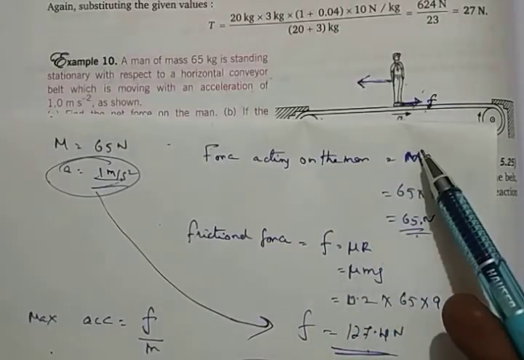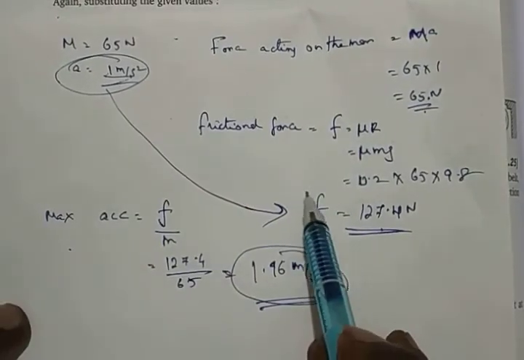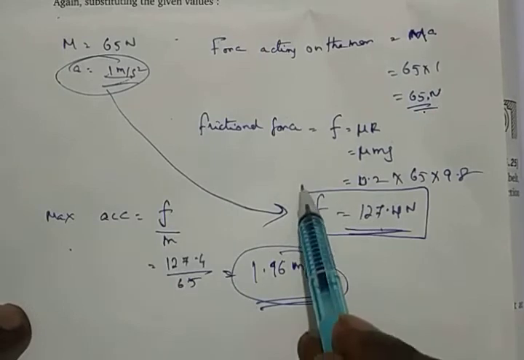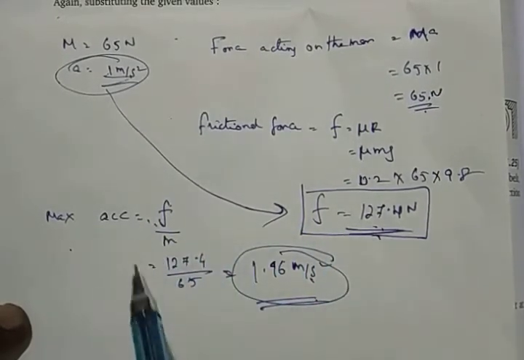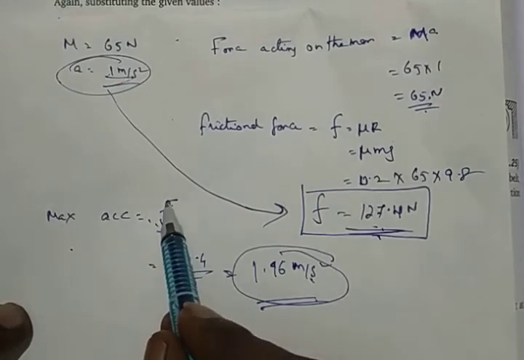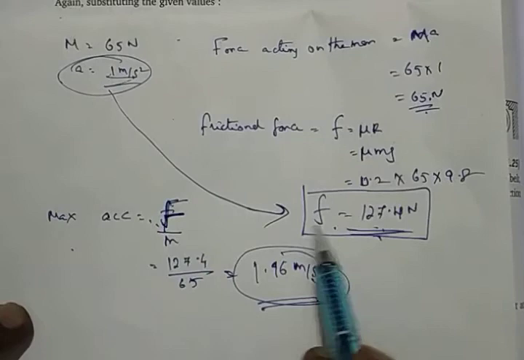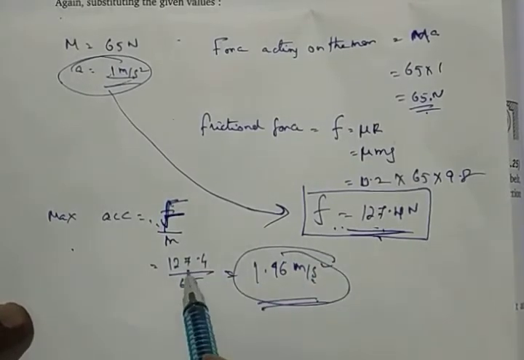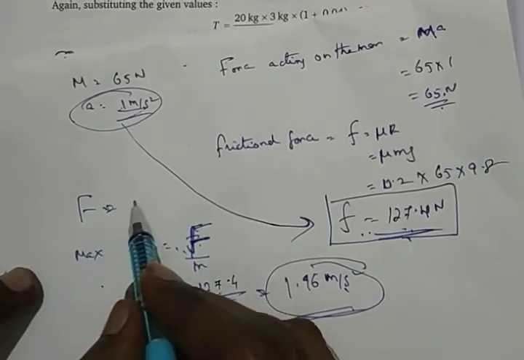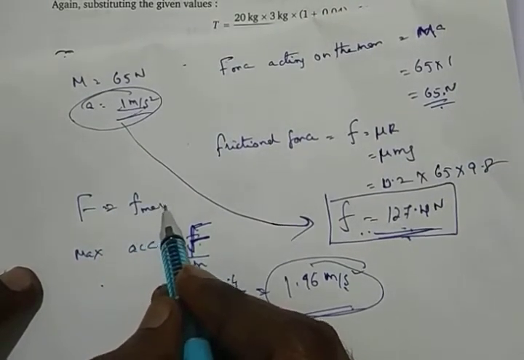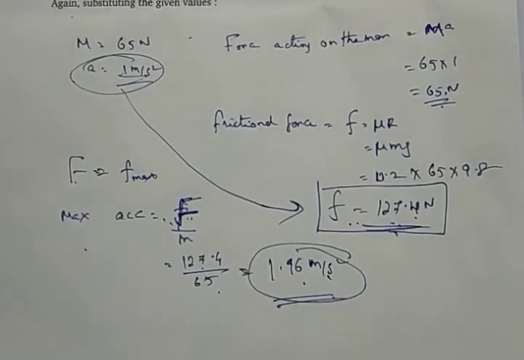What did I do now? How did I arrive at this answer? Because I have said maximum friction is this much. Let that be the maximum external force. If that be the maximum external force, then frictional force should be equal to the maximum external force. So the capital F is going to be equal to small f maximum. So we have put this value here and then got this answer.